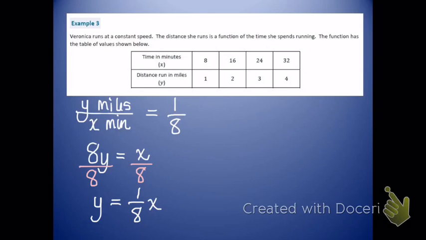And once again, our x and y values are going to have to be positive because we're talking about time and distance. And again, if we want to describe the function in words, we would say that the distance that Veronica runs is a function of the number of minutes that she spends running.